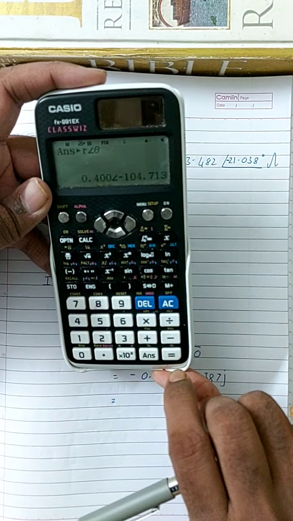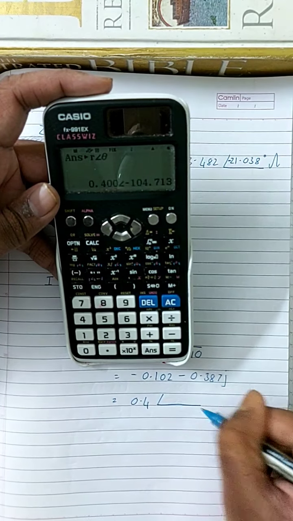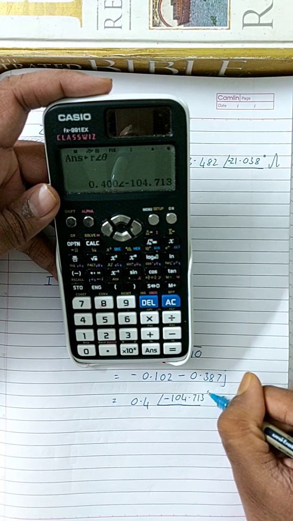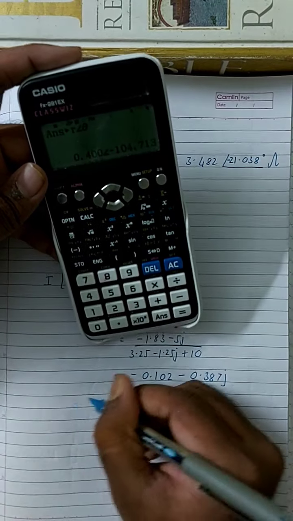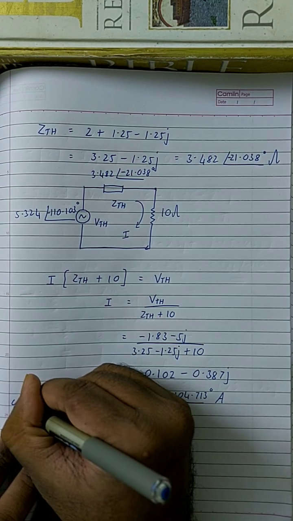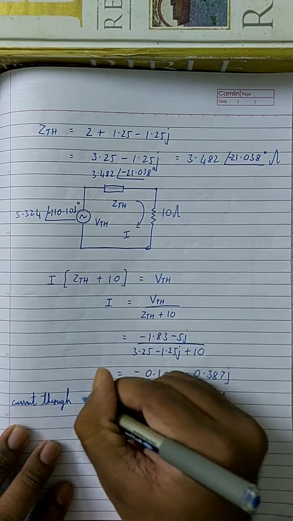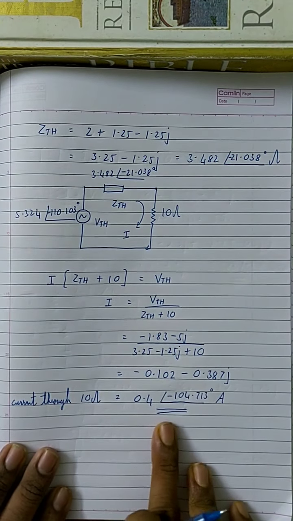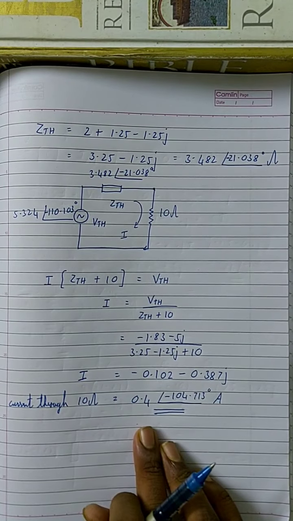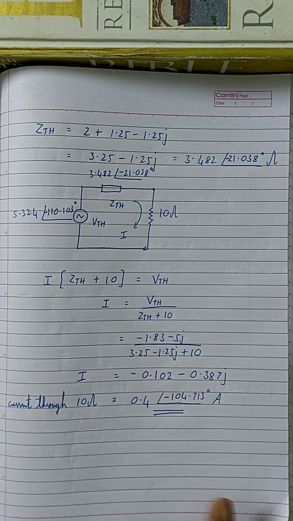Now in other words, changing the answer to its polar form, it is 0.4 angle minus 104.713 degrees amperes. This is the current through the 10 ohm resistor. The current through the 10 ohm resistor is equal to this value. Let me see if the answer is correct. Yeah, it is correct. So this is the answer.